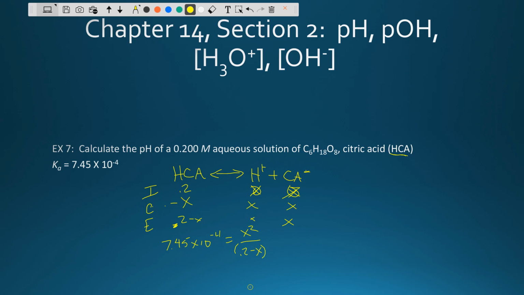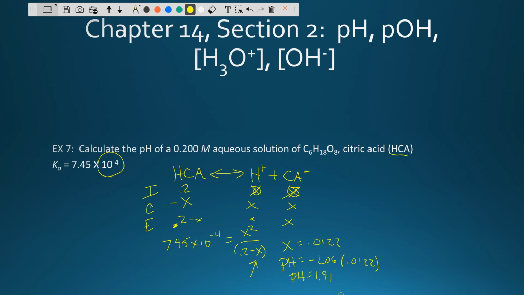Okay, but in this case, this Ka is actually pretty big. So I can't necessarily disregard this particular value. The question is, how do we test that? Now remember, if I disregard it in the first place and solve, I would find that my x is going to be 0.0122. If that's the case, then I would have a pH of the negative log of 0.0122, and so my pH would end up being 1.91.